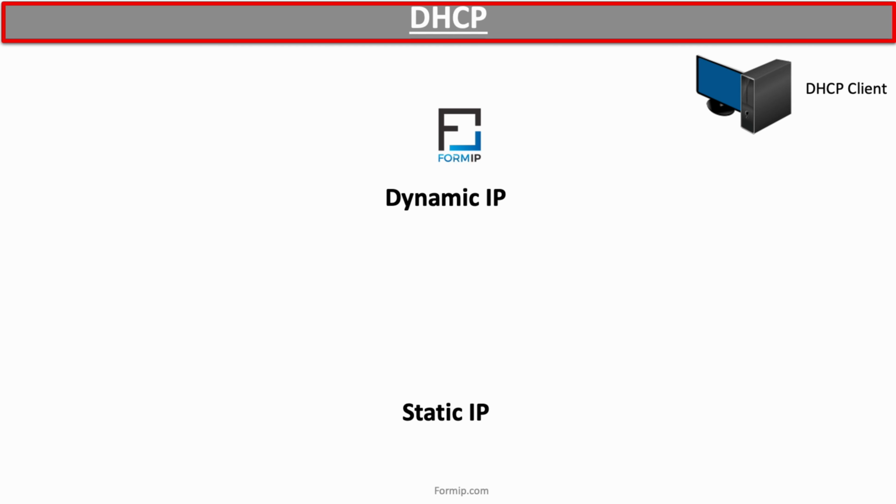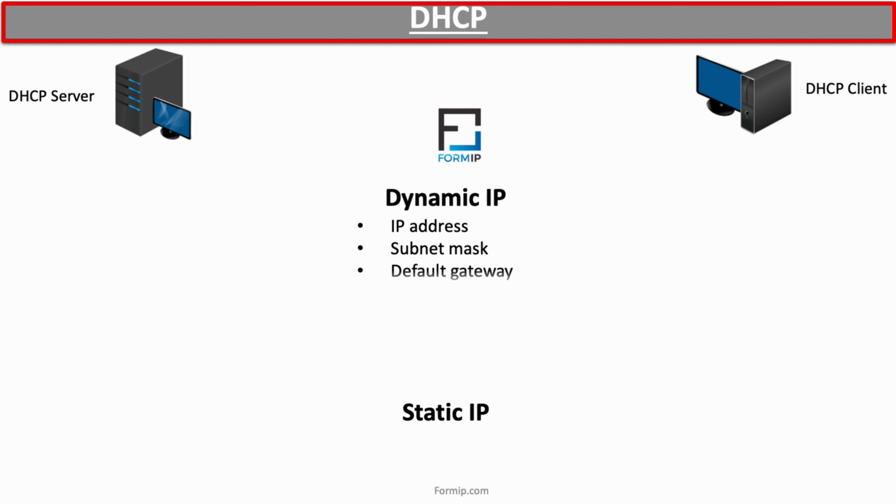The dynamic IP is obtained automatically using a DHCP, Dynamic Host Configuration Protocol, server. DHCP is a protocol that allows hosts to be configured dynamically. The DHCP server therefore allows you to automatically assign an IP address to a computer, and it can even, in addition, assign the subnet mask, the default gateway, and a DNS server.